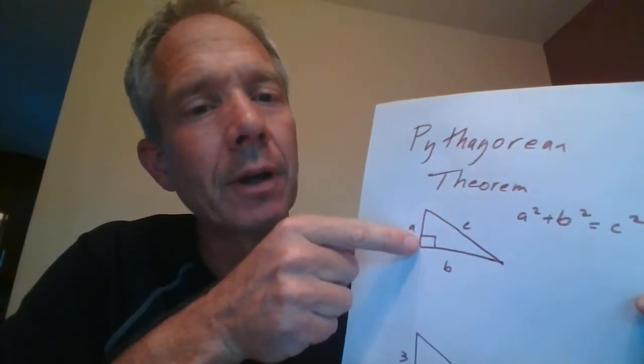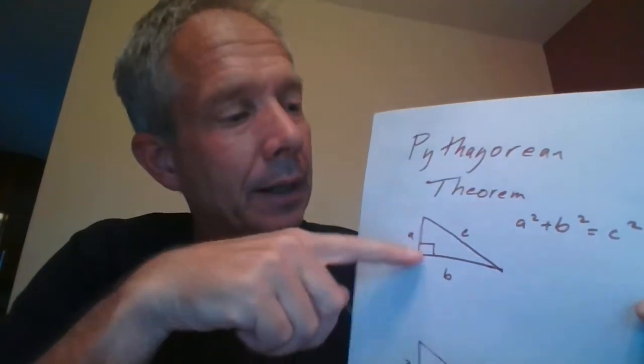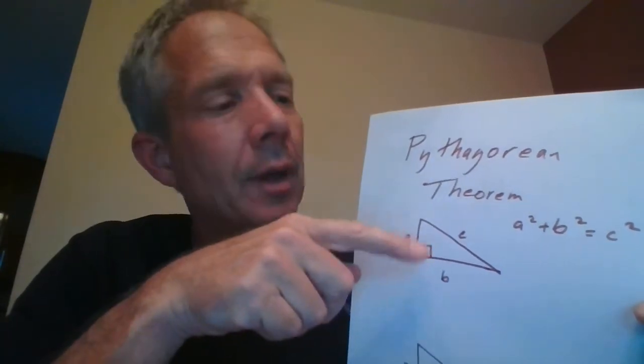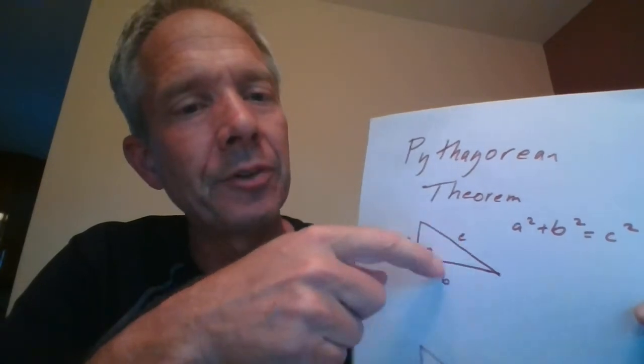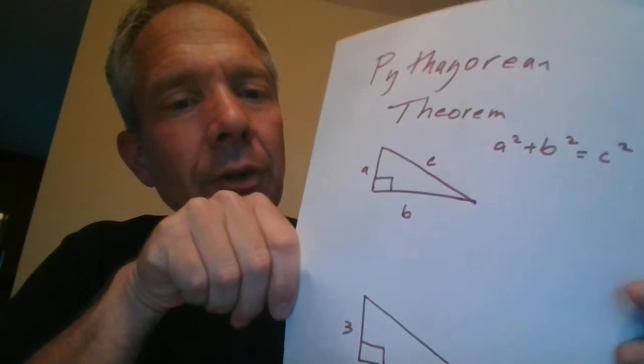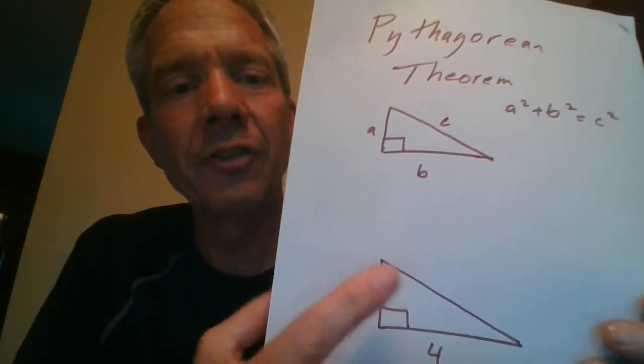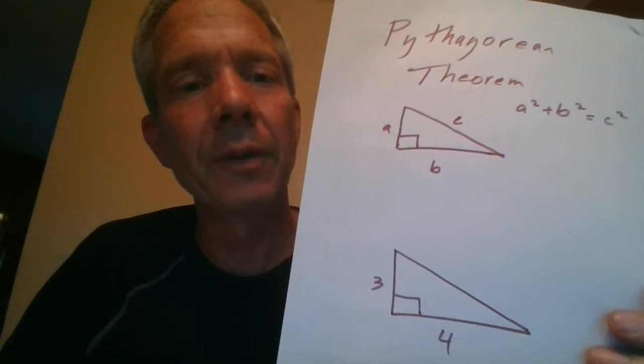If it's not a right triangle, if you don't know it's a right triangle or you don't see the right angle, it doesn't work. A and b, it doesn't matter which side is which, but c has to be the side opposite from the right angle, which hopefully you know is the hypotenuse. So let's jump right into a problem. 3 and 4, we know these two sides. Typically, you're given two sides and you have to find the other one.